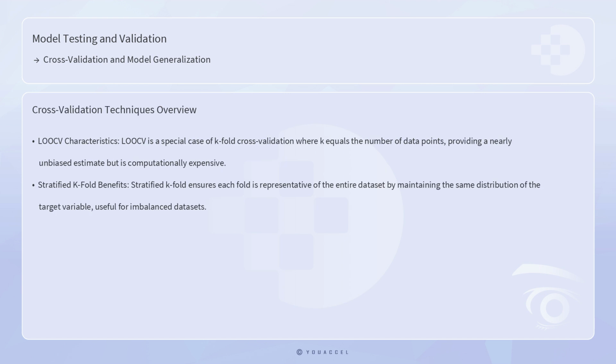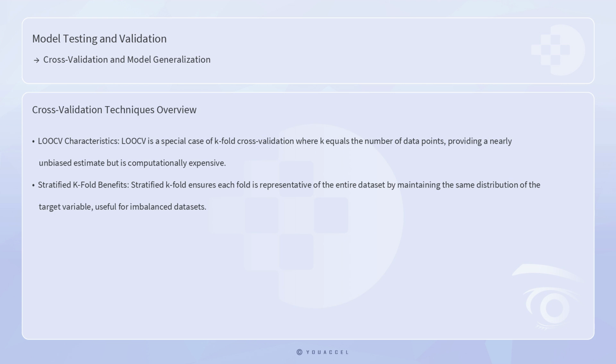In addition to k-fold cross-validation, there are other cross-validation techniques such as leave-one-out cross-validation and stratified k-fold cross-validation. LOOCV is a special case of k-fold cross-validation where k equals the number of data points in the dataset. While it provides a nearly unbiased estimate of the model's performance, it is computationally expensive, especially for large datasets.